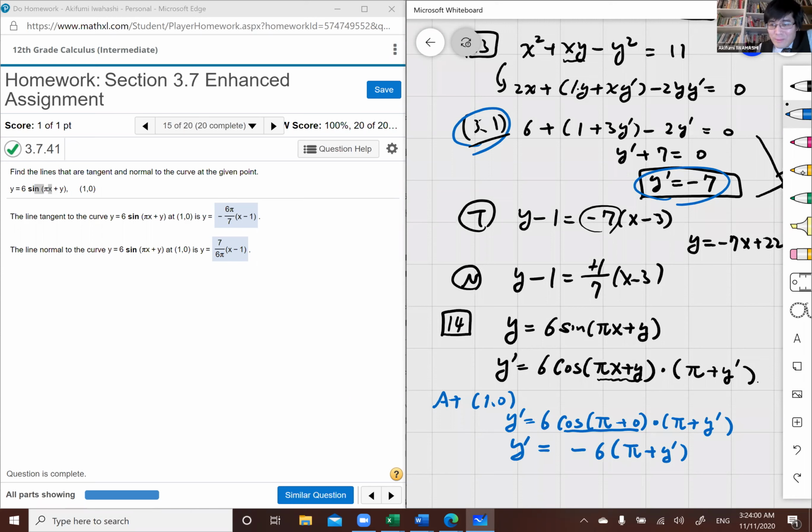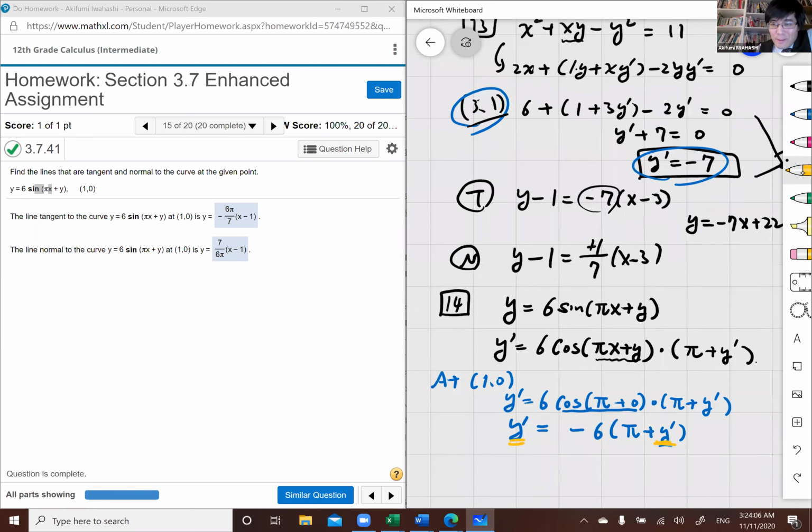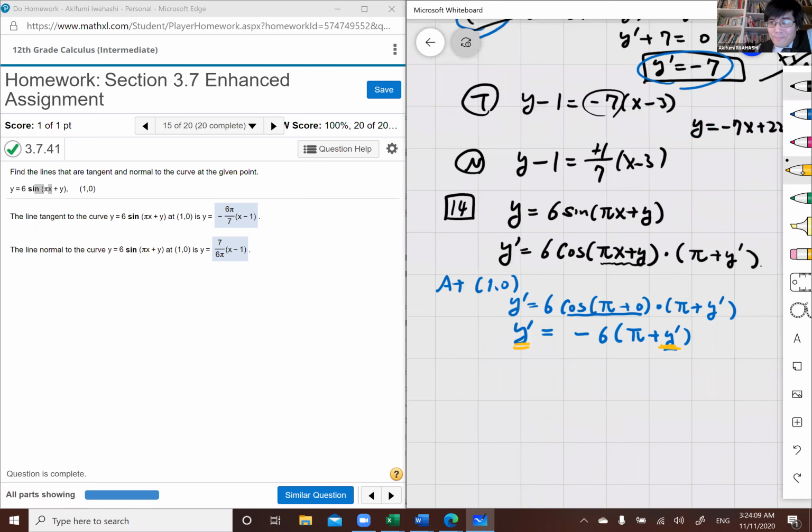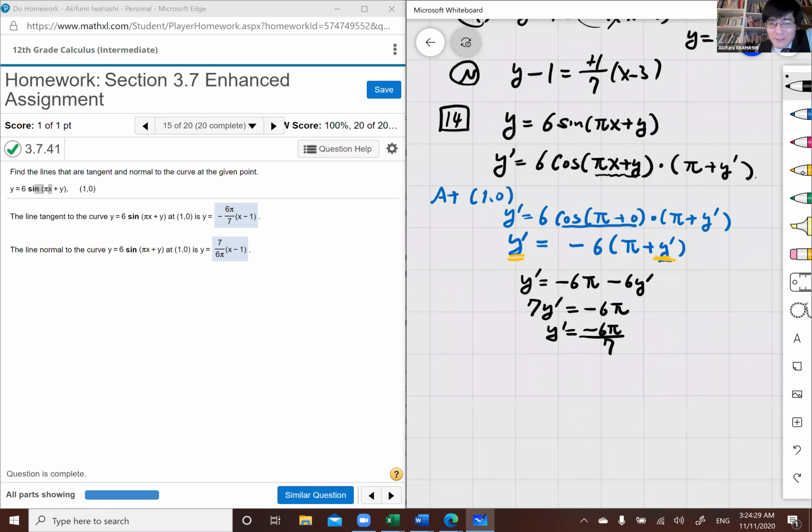Okay, so now it's easy to solve for y dash. So let's expand this one and solve for y dash. So y dash is equal to -6 pi minus 6y dash. So combine like terms, 7y dash is equal to -6 pi. So y dash is -6 pi over 7. Okay, so that's the slope of the tangent line at 1, 0.